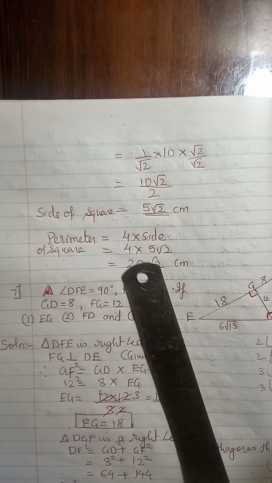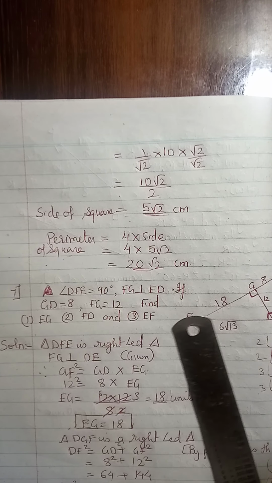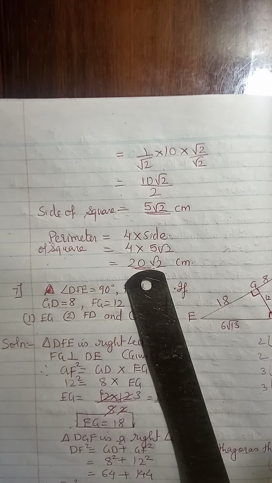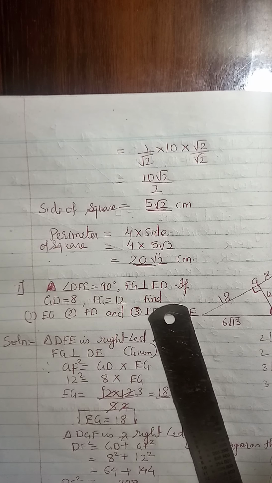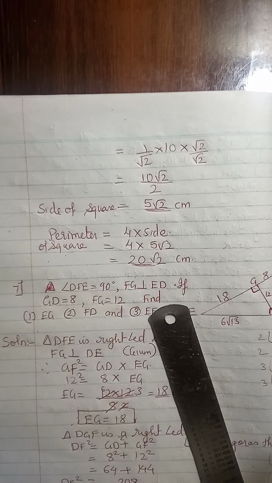The perimeter formula of a square is 4 into side of the square, and therefore 4 into 5 root 2 becomes 20 root 2. That is the perimeter of the square.